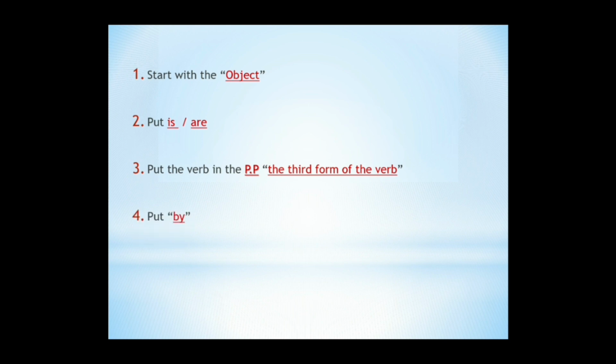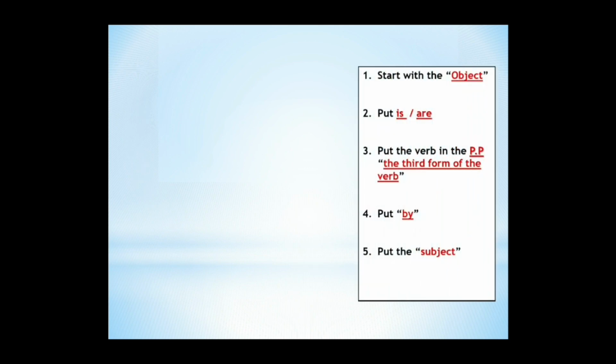So now we're going to have some steps to do before changing any active sentence into a passive sentence. First, we have to start with the object. Second, we put is or are. Third, we put the verb in the past participle. What's the meaning of past participle? It's the third form of the verb. Fourth, you put the word by, and last, you put the subject. And now, I put the steps here at the side to use while changing these active sentences into passive sentences.